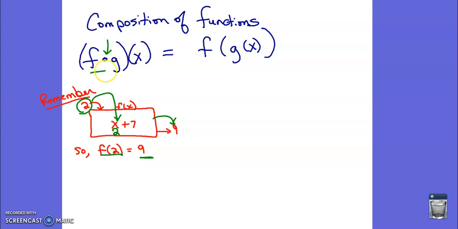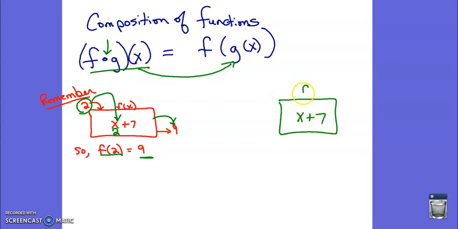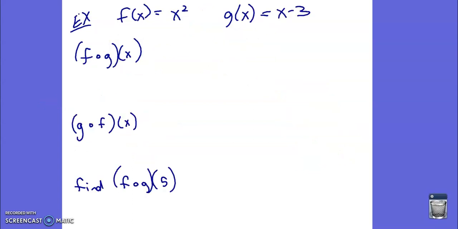So really what this means is f of g of x. If we have the f of x function, that's the same function box, but we're plugging g of x inside of here. What comes out is g of x plus 7. So we're literally going to substitute that in. And g of x can be whatever g of x is, but we're going to substitute that into the f function. So let's look at a few problems.